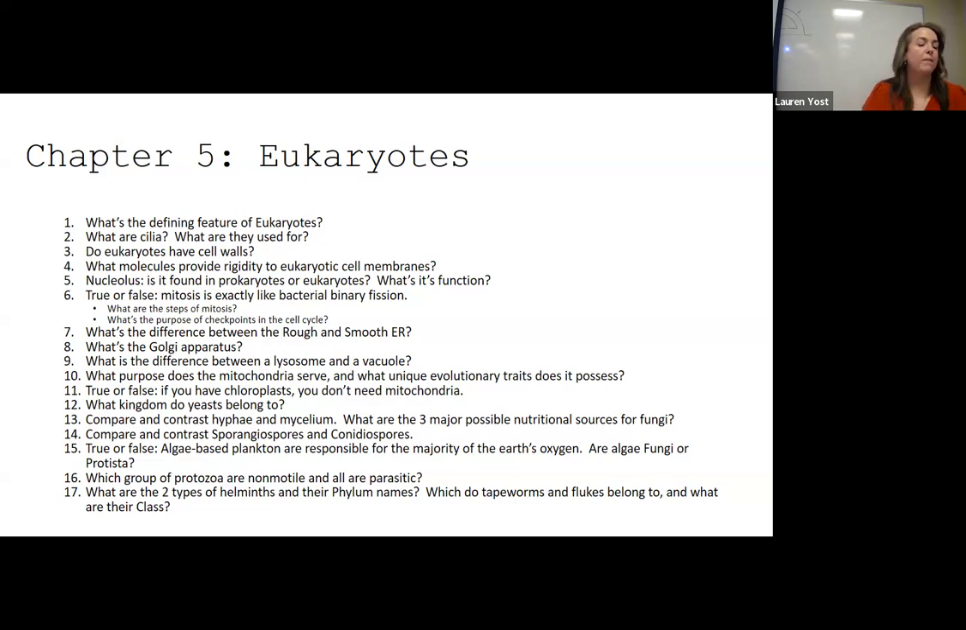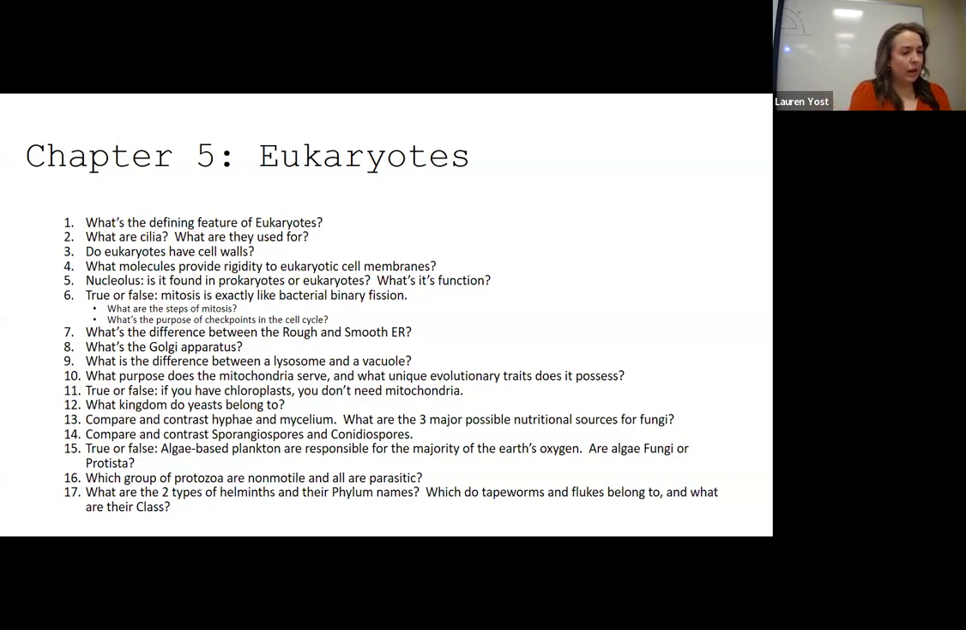What's the defining feature of eukaryotes? We know that is going to be the fact that they have a membrane-bound nucleus. That's the more important thing, right? But also they have organelles, and all of them are going to be membrane-bound. So that's important too. Cilia, and what are they for? They're for locomotion. They're little tiny hair-like appendages on the outside of the cells, but they're for locomotion as well as for feeding, like filter feeding.